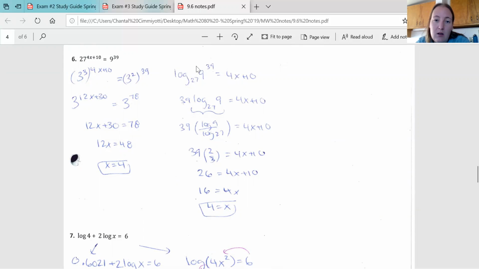Now, this is quite large, 9 to the 39th for your calculator. So bringing the 39 in front will help you evaluate. In fact, you might still want to break it up even more, find this value, and then multiply by 39. And eventually, you will end up getting 26. You will then subtract 10 and divide by 4 to get x by itself.